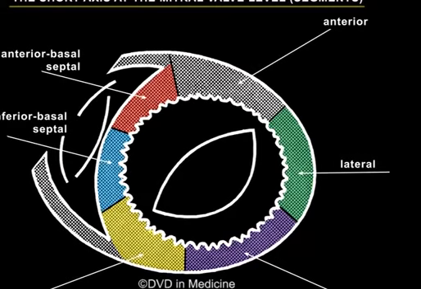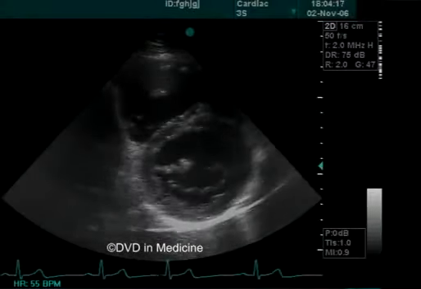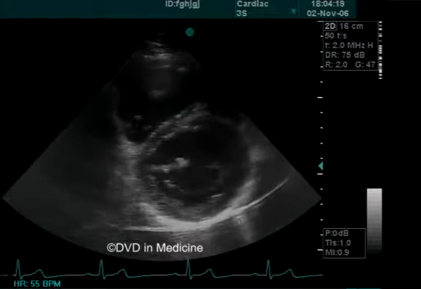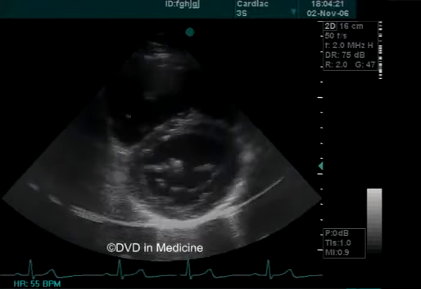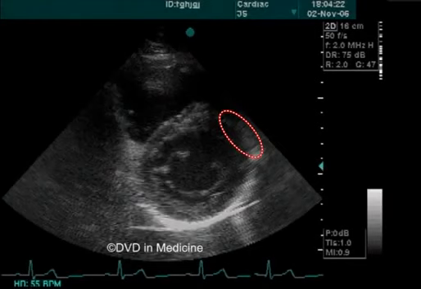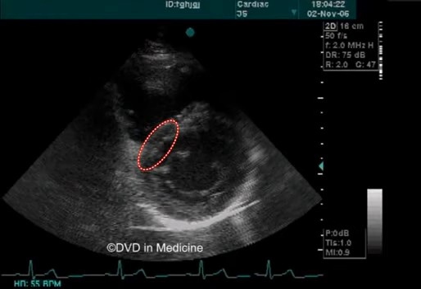On this scheme, one can see the short axis at the mitral valve level. In this image, one can see 6 segments of the short axis at the mitral valve level: anterior, lateral, posterior, inferior, inferior basal septal, anterior basal septal.